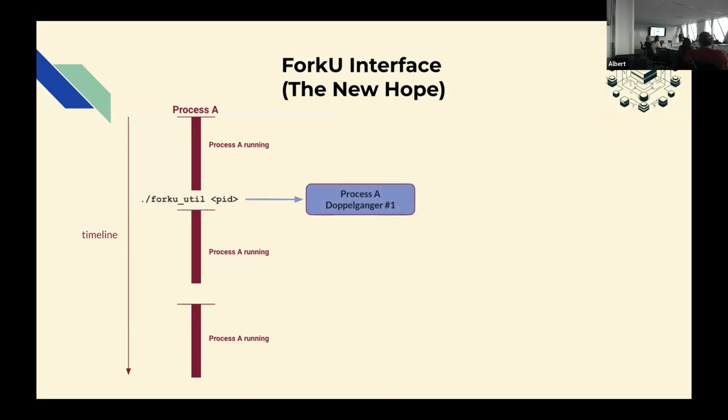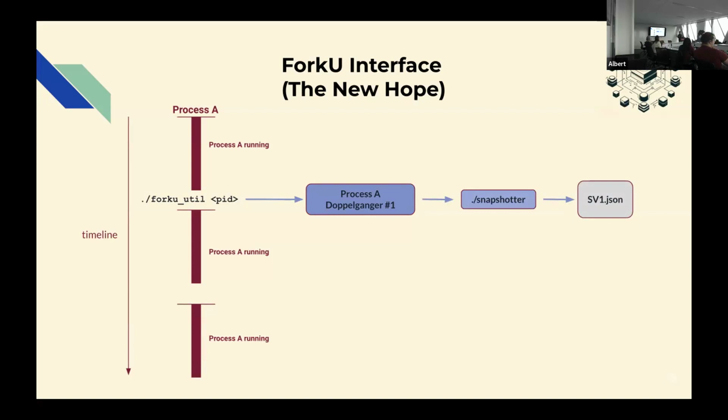So as process A is running, we just give its PID to this ForkU utility, and it created what we call a doppelganger process. Doppelganger is this frozen process that is essentially a snapshot of the original process at that instant in time. So why is it useful? We can pass it into another tool that we wrote, snapshot, that took that process and looked at the underlying page table structure.